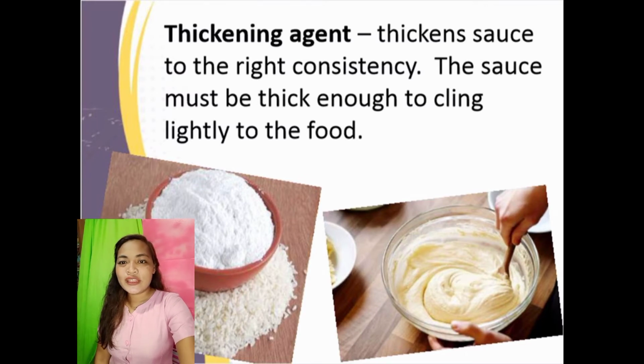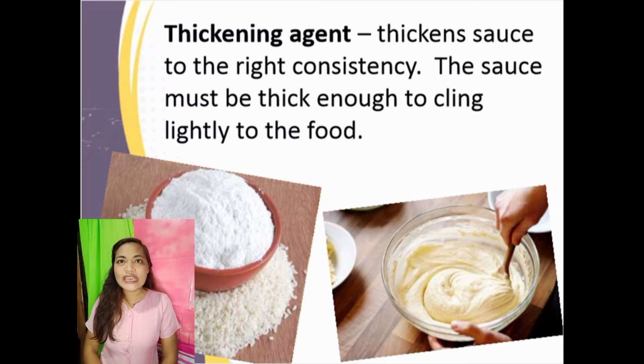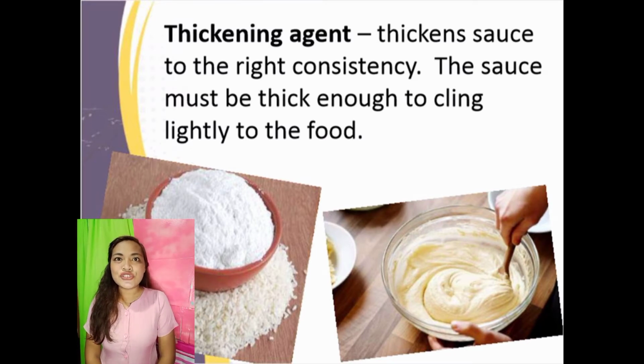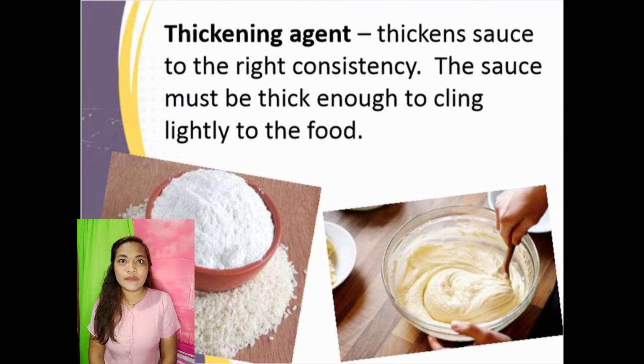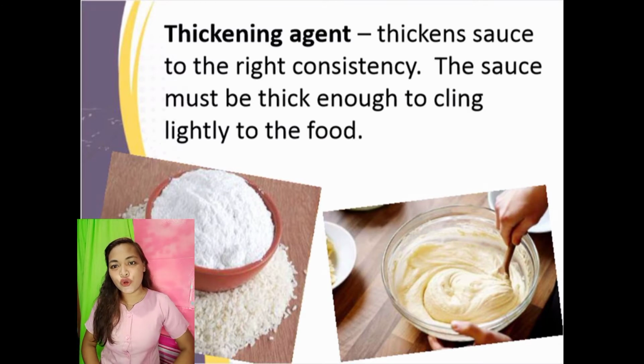So let us first define what a thickening agent is. A thickening agent thickens sauce to the right consistency. The sauce must be thick enough to cling lightly to the food. Okay, so we use thickening agents in order for the sauce to cling or to stick on the food or on the dish.